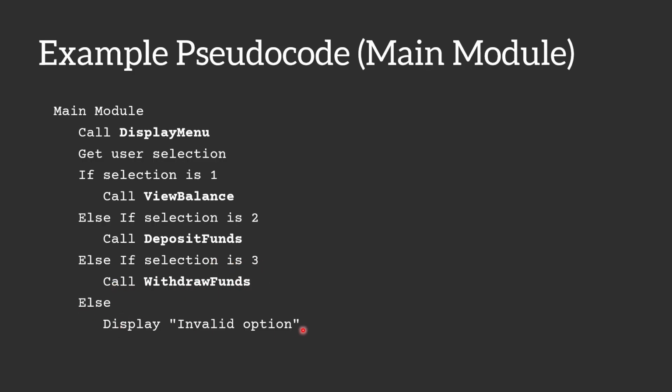Else, display invalid option. So what's going on here is the program is going to display a menu, okay? And the user is going to enter a choice, 1, 2, or 3. Now the program branches depending on the user's choice using the if-else if statements. And then each option is connected to its own module.